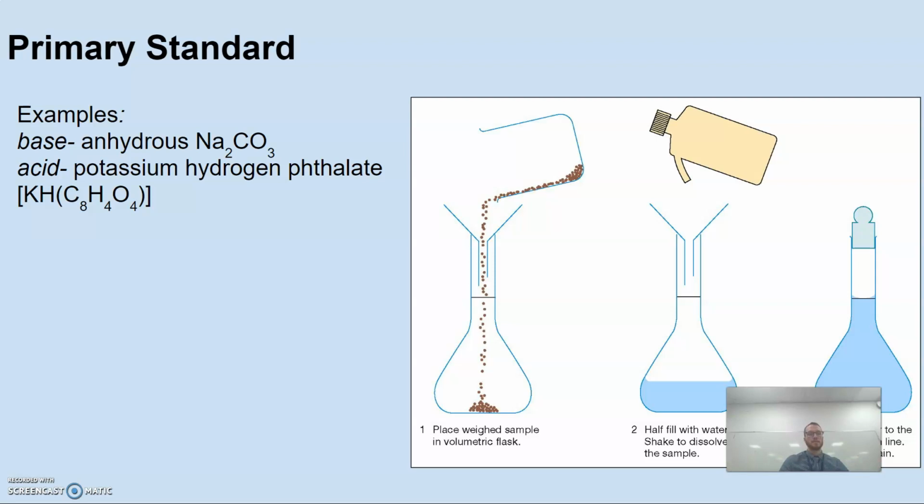and then we can use that as our primary standard. Acid, not one I would expect you to remember: potassium hydrogen phthalate, KHC8H4O4. Bit unusual, so yeah, not one I would expect you to know.